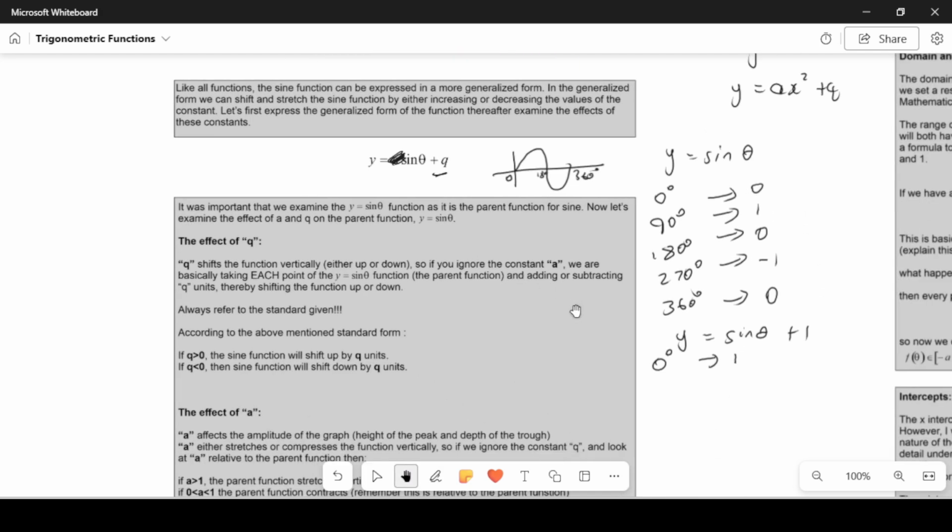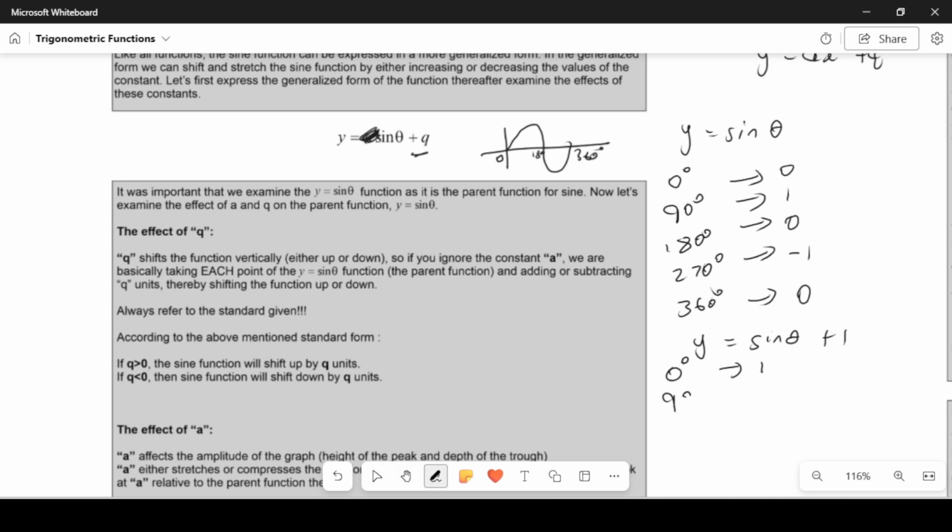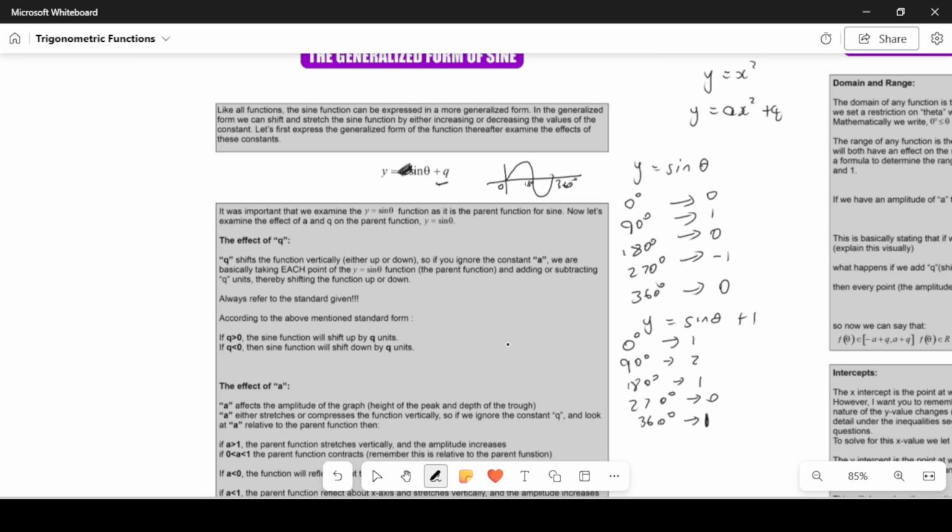Right? Watch here. Before, at 90 degrees, we had 1. Now, because we're adding 1 to it, we get 2. At 180 degrees, we'll get 1. At 270 degrees, if you add 1 to minus 1, you get 0. At 360 degrees, if you add 1 to 0, you get 1. And so when you sketch this function now, at 0 it'll be 1. At 90, it'll be 2, somewhere there. At 180, it is 1. So 180 is approximately here.